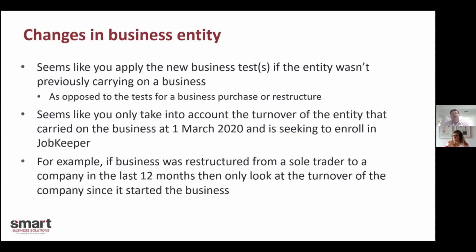Yep, there we go. So if you've got a change in business entity, for example, from a sole trader to a company, that's not going to be covered in the restructure tests. Most likely you're going to be looking at a new business test. But in order to do that, if you're moving from a sole trader to a company, the company would have had to have had business income before 1 March. So you're probably looking at alternative tests if that is the case for you.